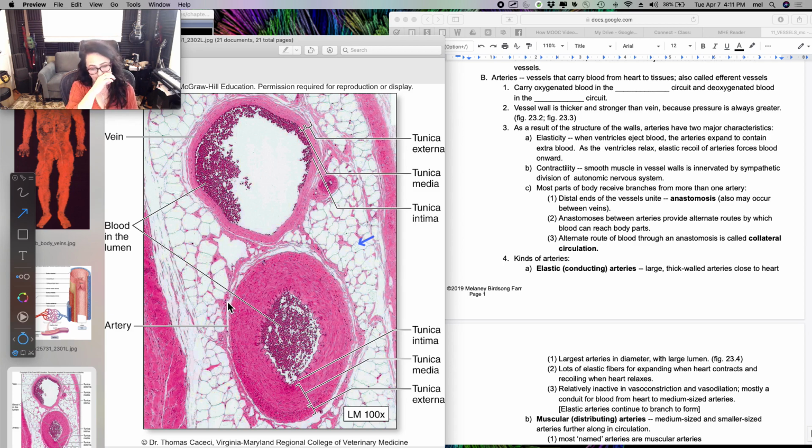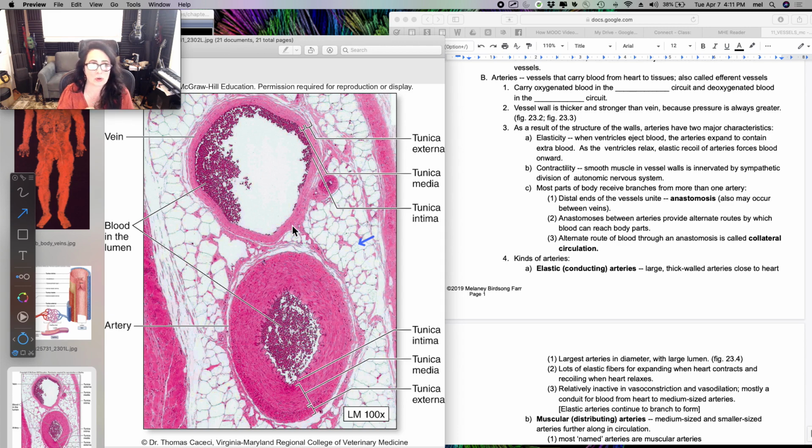They're easier to find when you're looking at a cadaver or even a living person because the thick wall makes them stand up and hold their shape, whereas the thin wall tends to make veins collapse. So arteries are easier to find, they're easier to palpate, they're kind of bouncy when you touch them.